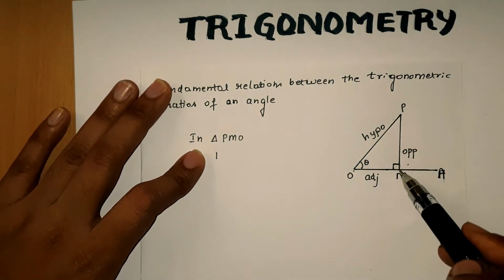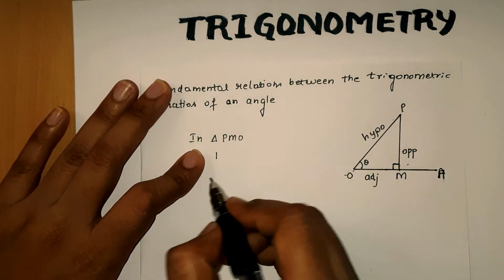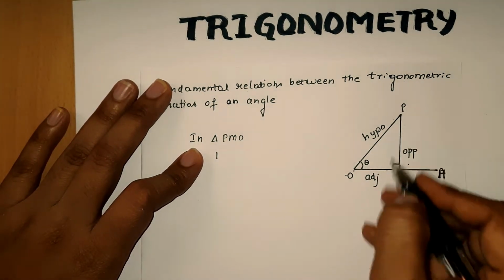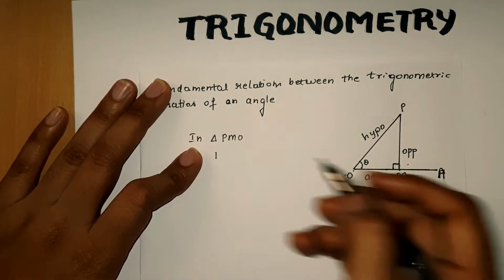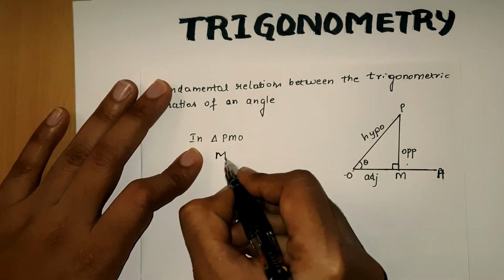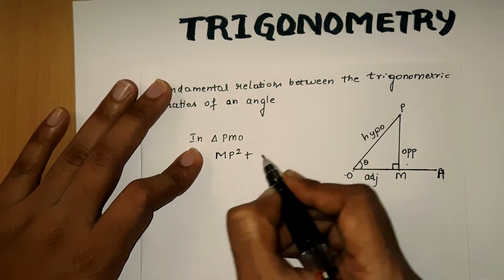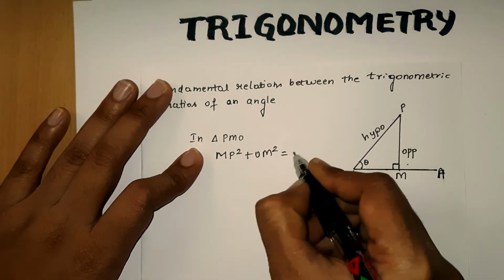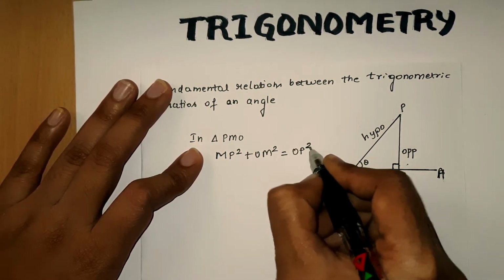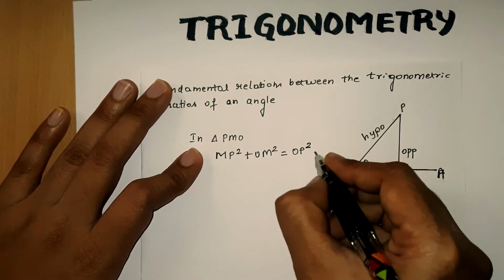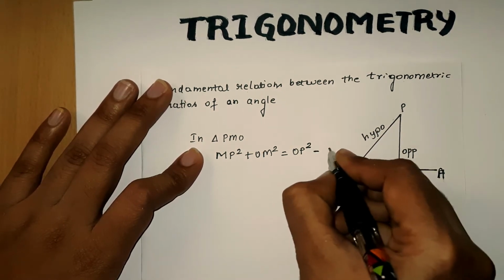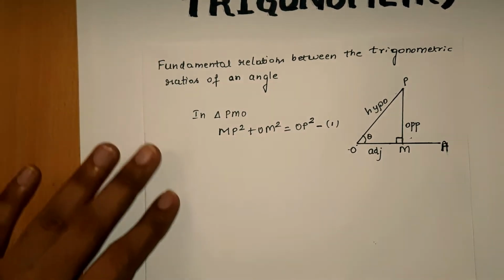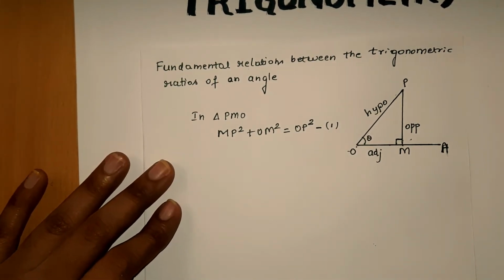Consider triangle PMO. The square on the hypotenuse, OP square, is equal to the sum of the squares on the other two sides, which is given by MP square plus OM square is equal to OP square. So now I am considering this as equation 1. Now I am going to divide this equation 1.